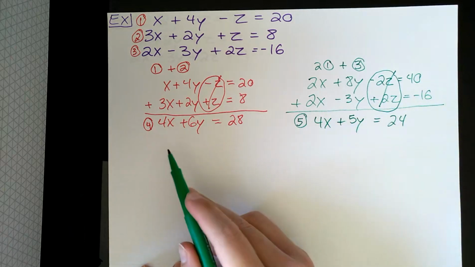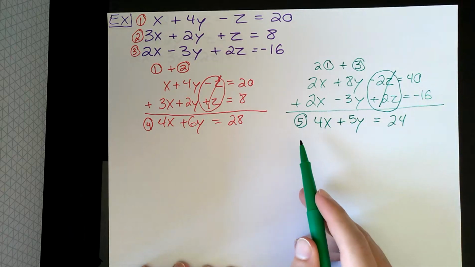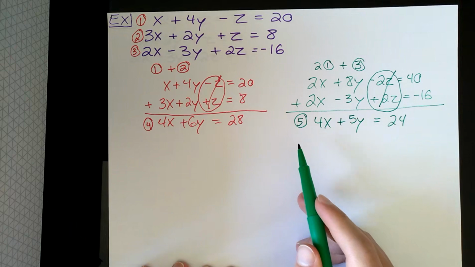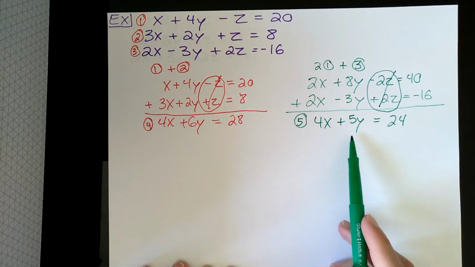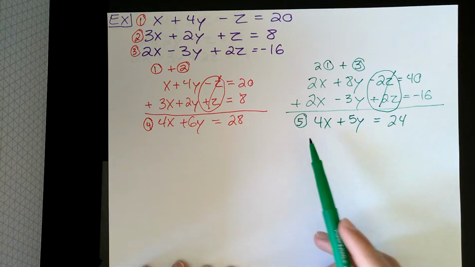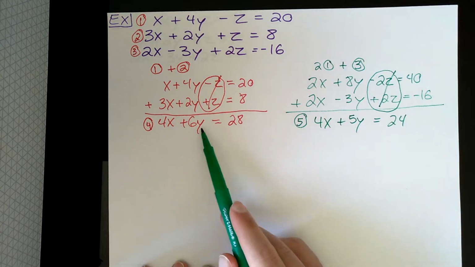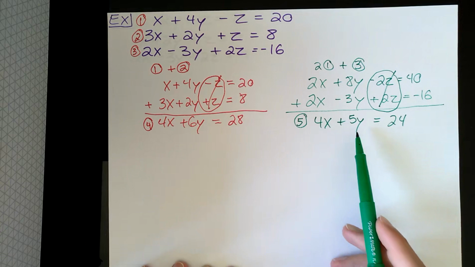So once we find equation 4 and equation 5, we want to use them to solve for our two variables, x and y. And again, I know I keep repeating this, but these two variables have to match for this to work.